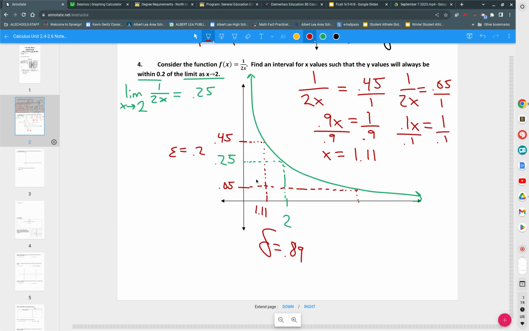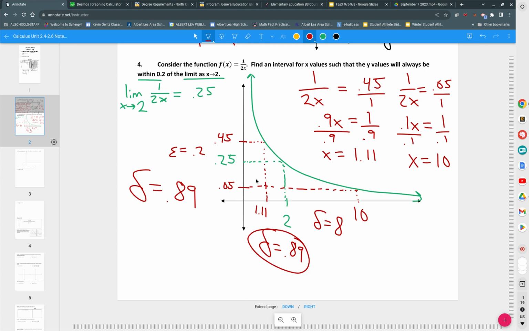Anybody know what 1 divided by 0.1 is? It is 10. So what would be the delta value here? 8. So we have one delta value of 8. We have the other one of 0.89. The epsilon value will always be the same up or down. Delta might be a little bit different. And when you have to choose a delta, you choose the delta that is the smaller of the two. Delta is equal to 0.89. That's the delta that has to be chosen.